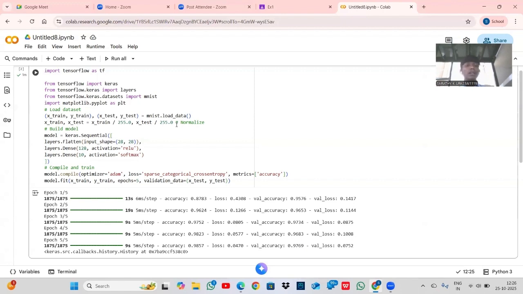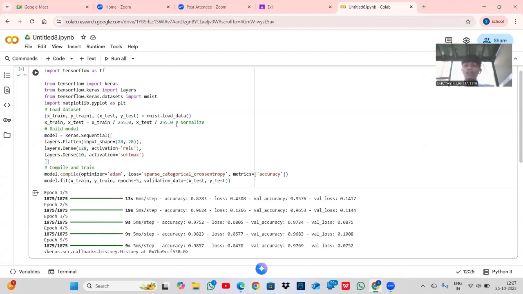And after that, compiling and training the model. In compiling, we set the optimizer, the loss function, and the metrics. The optimizer adjusts the learning rate automatically for faster convergence. Then the loss function, sparse categorical cross-entropy, is used for multi-class classification. Here the labels are integers, not one-hot encoded. And the metric is accuracy, to measure how many predictions are correct.